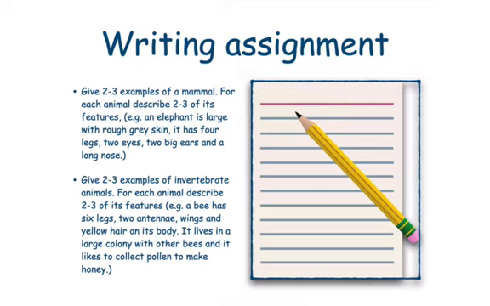Give 2-3 examples of invertebrate animals. For each animal, describe 2-3 of its features. For example, a bee has 6 legs, 2 antennae, wings and yellow hair on its body. It lives in a large colony with other bees and it likes to collect pollen to make honey.